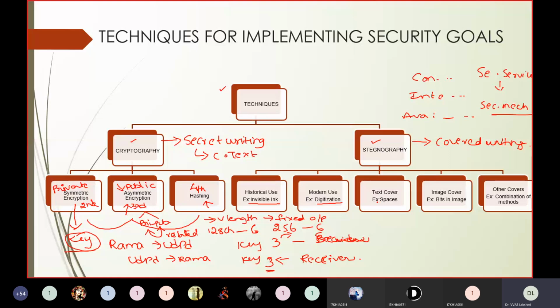Next one is the text cover. Text cover: here the secret data is inserted in the text at the middle of some positions. In the olden days I have already told you, there is a movie called Chantabbai. In that movie this text cover technique is used.